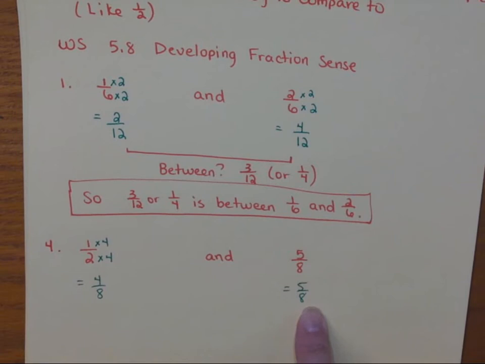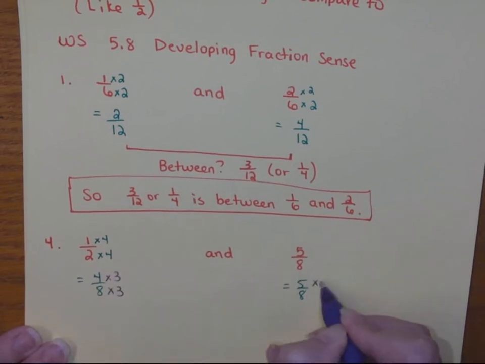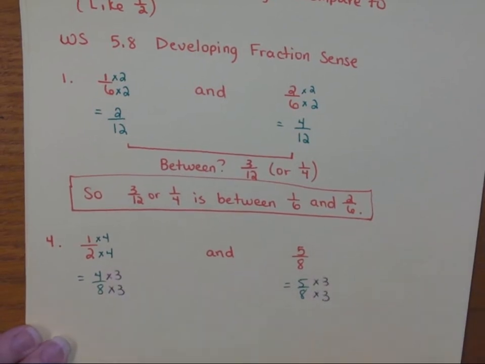And if you read number 4, it says name a fraction that is greater than 1/2 but closer to 1/2 than it is to 5/8. If I only multiply by 2, I'm not going to be able to achieve that. I'm only going to have one possibility. So I'm going to multiply by 3.